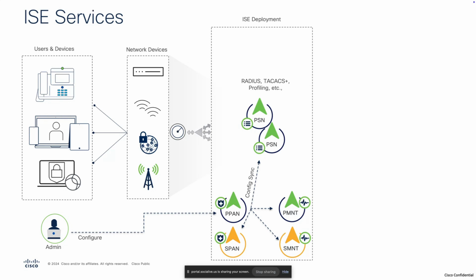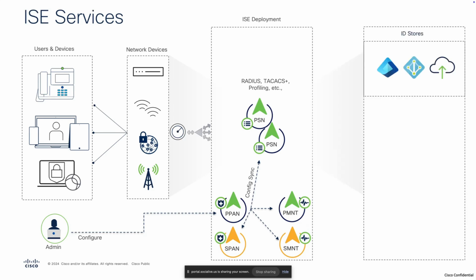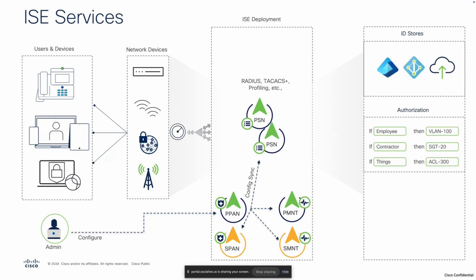Some of the endpoints might be making use of a profiling service, posture service, pxGrid, etc. Basically, they are getting authenticated against an identity store, external identity stores such as Active Directory or Azure. You can give differentiated privileges based on the different VLANs, and you can enforce different privileges based on the VLANs, SGTs, ACLs, DACLs, etc.